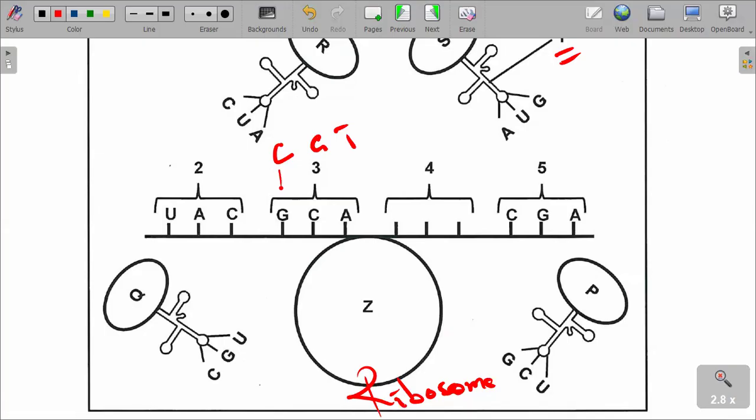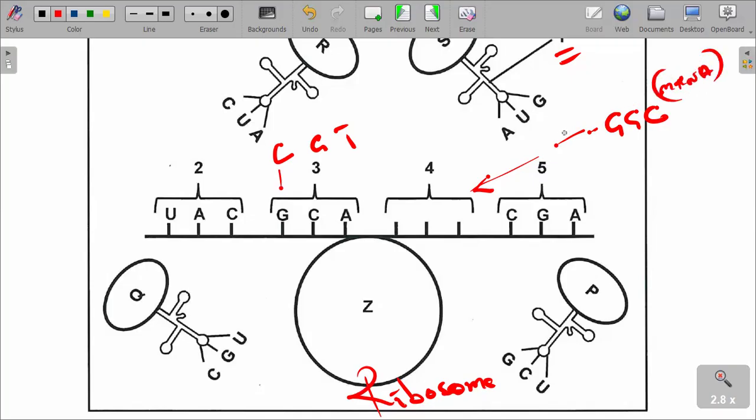So if we can see, AUC, it is asking what is the corresponding anticodon that comes to this. When we look at this again, we can see that the mRNA has the sequence GGC. That is the mRNA.